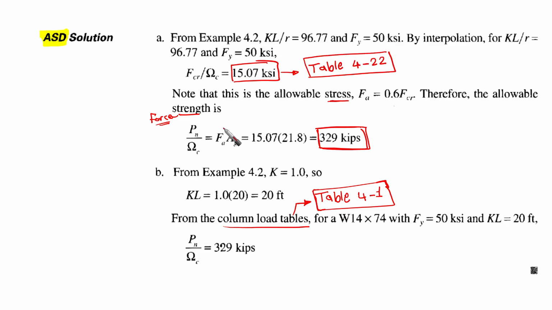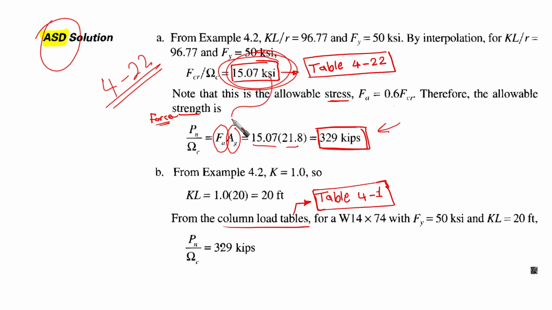When we multiply Fa by Ag, it gives us 329 kips. This is the allowable strength based on ASD using table 4-22. You are going to find that we obtained the value from the table and then multiplied by the gross area, so two steps here.